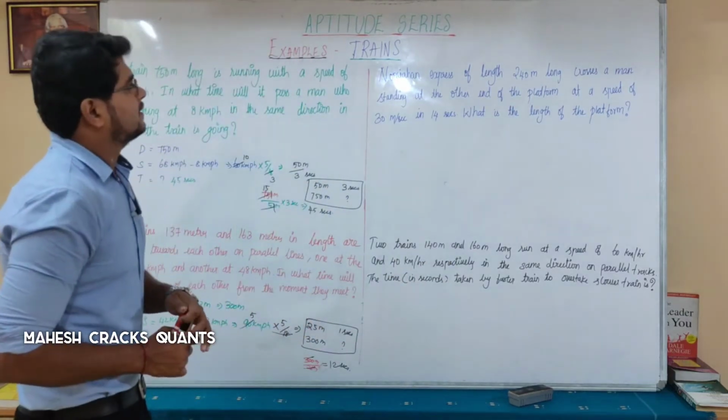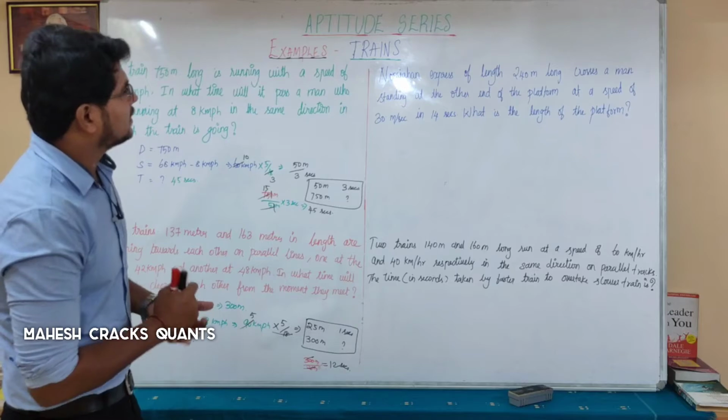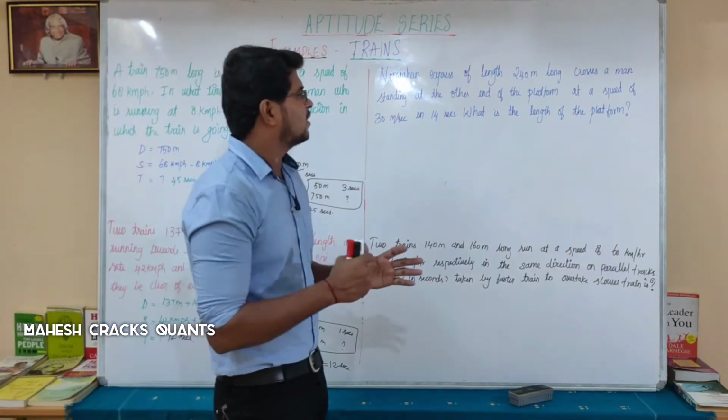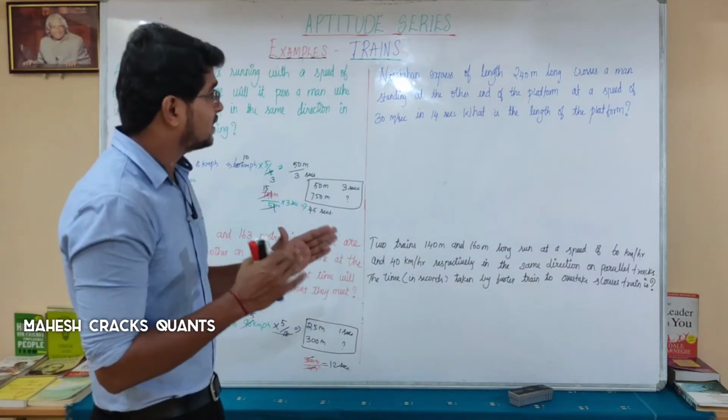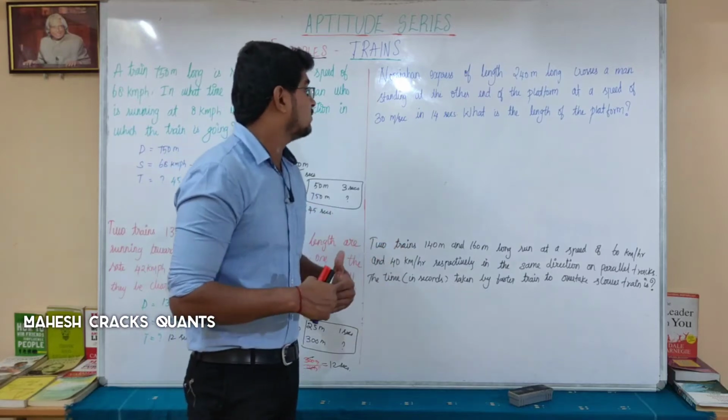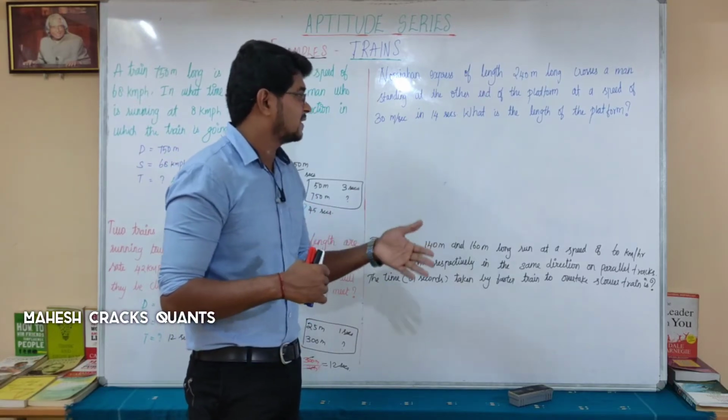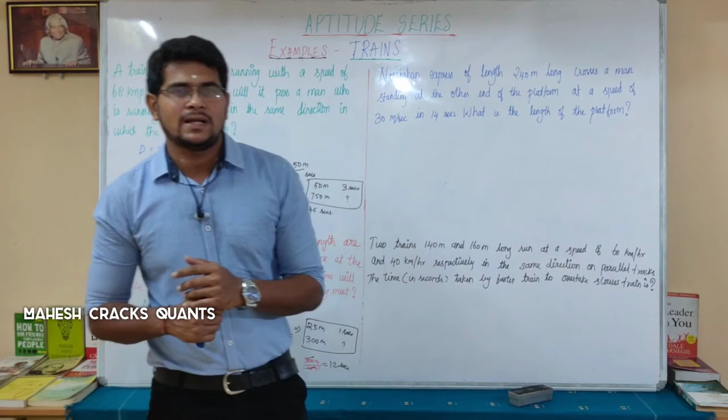Okay, done. Next question. Nurjahan Express of length 240 meters crosses a man standing at the other end of the platform at a speed of 30 meters per second in 14 seconds. What is the length of the platform?